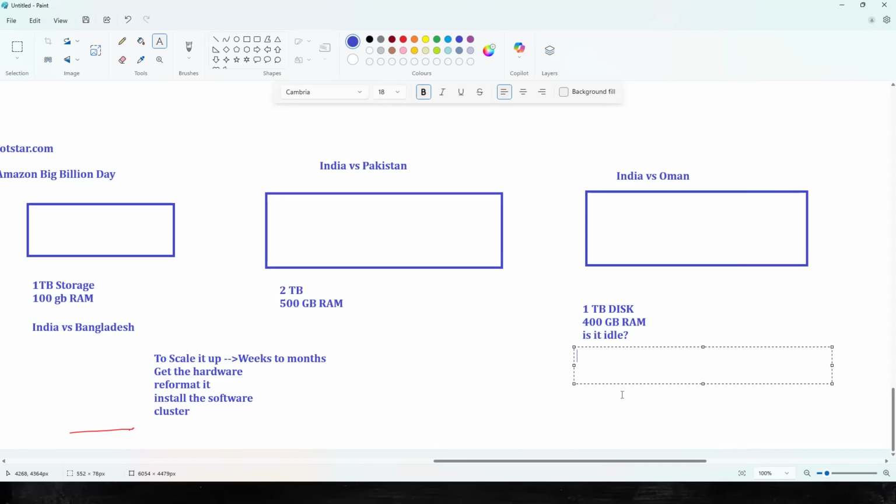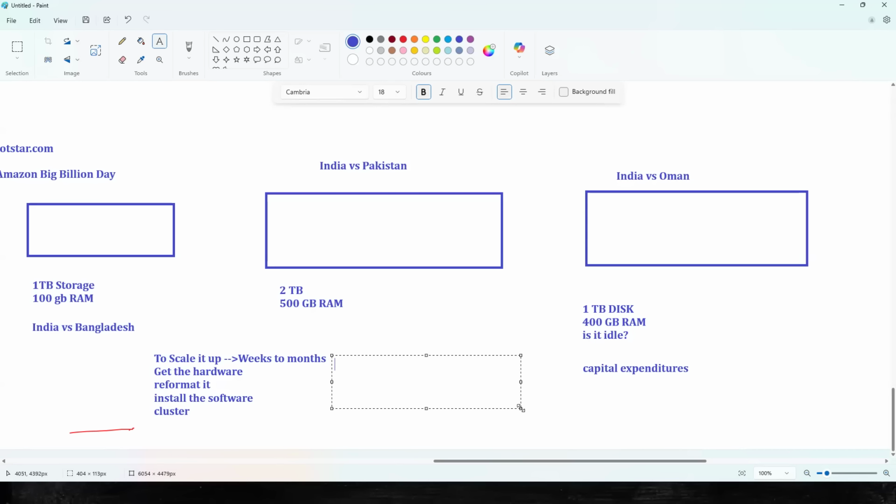Okay, what about the capex? Capex means capital expenditure. Are you able to correlate, guys, whatever I'm teaching? Before, you are spending money on hardware and everything, which is capital expenditure. If you are going with the cloud, instead of weeks or 2 months, within a day you can scale it up.